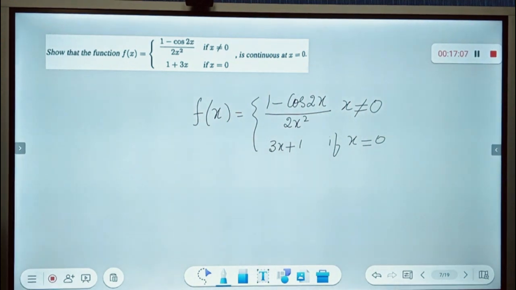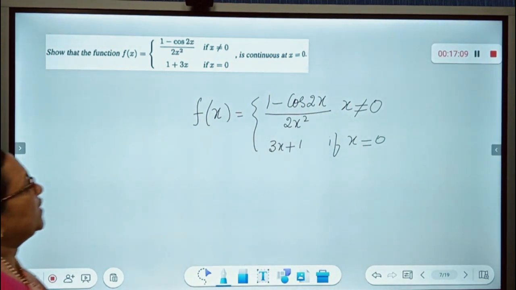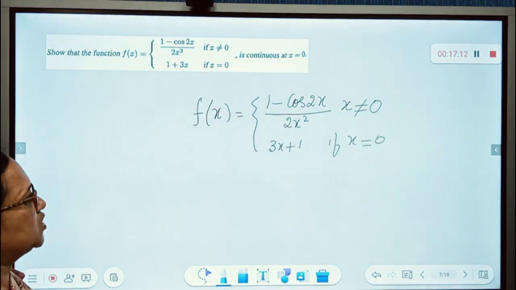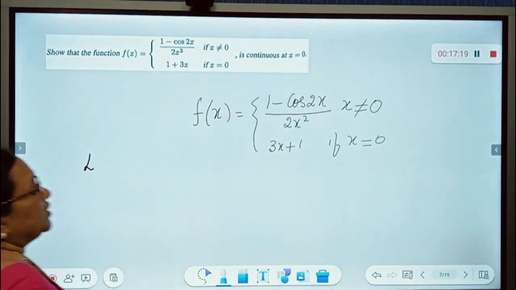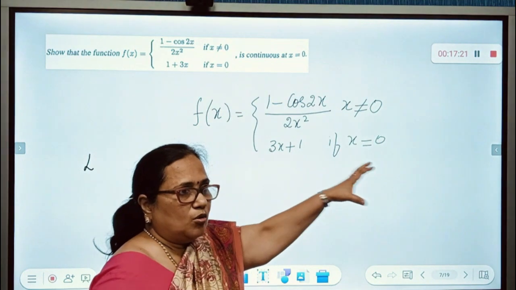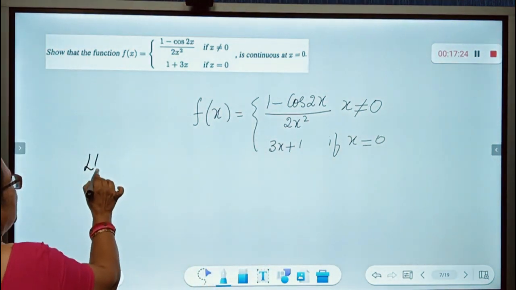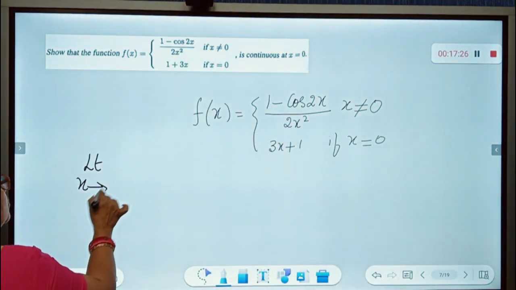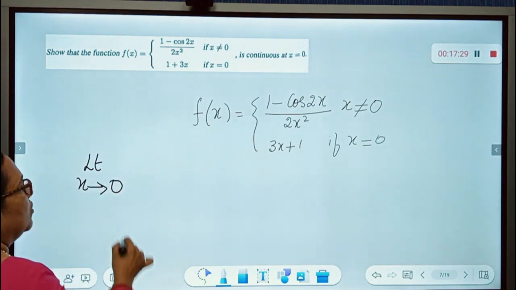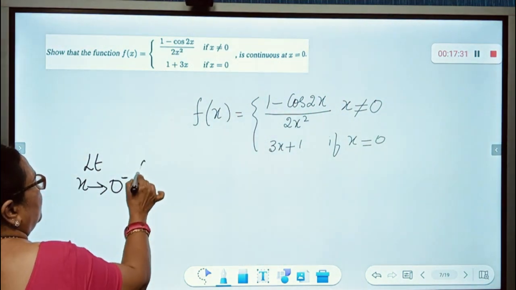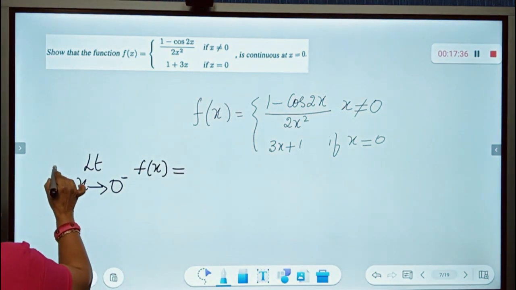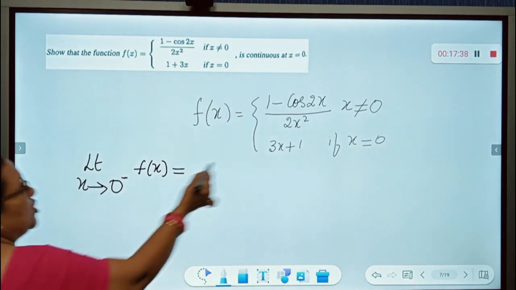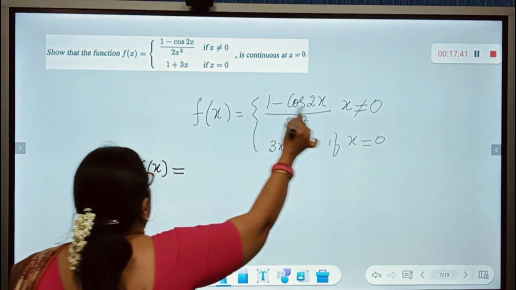Now look at this problem. f(x) equals (1 minus cos 2x) by 2x square when x is not equal to 0, and 3x plus 1 if x is 0. So now, the function is defined around 0. Let us look at the limit as x tends to 0 minus of f(x). This will be the same as the limit as x tends to 0 plus of f(x), because when x is not equal to 0, this is the function.